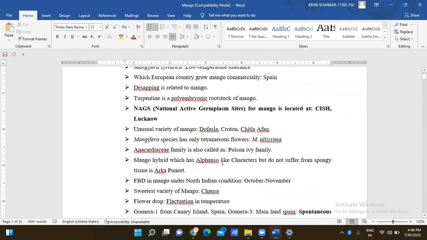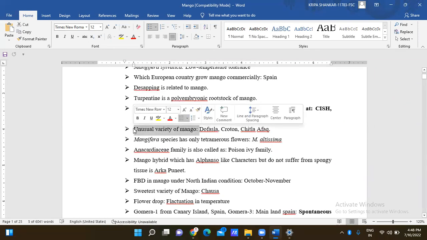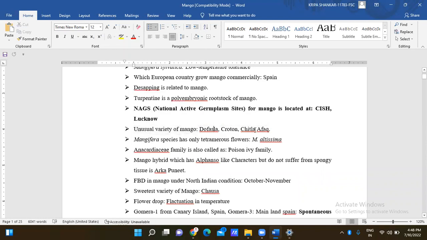Next question, just see what are the unusual varieties of mango. In the ICAR entrance examination in 2011 and 2013, sometimes this question they used to ask: Dofasla, Croton, Chidla, and Afak. These are the varieties which come under the unusual variety group.